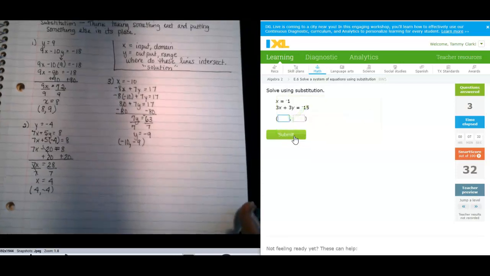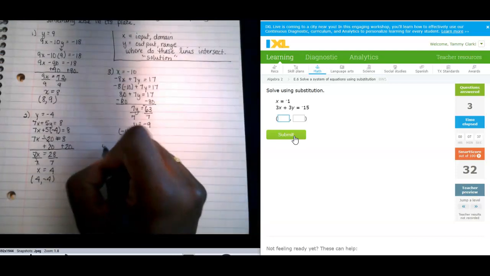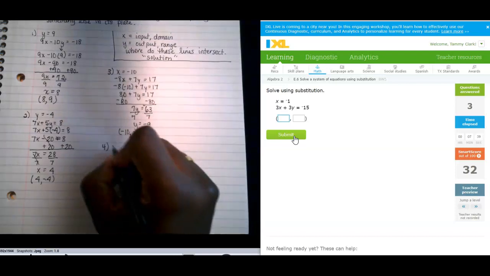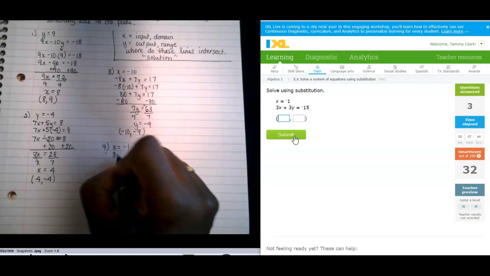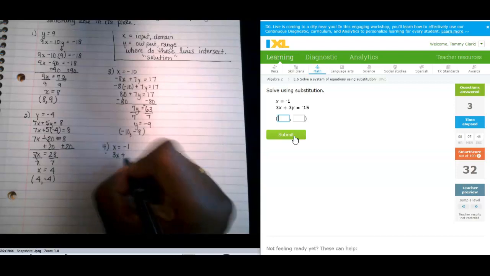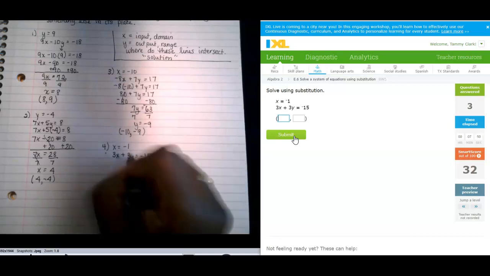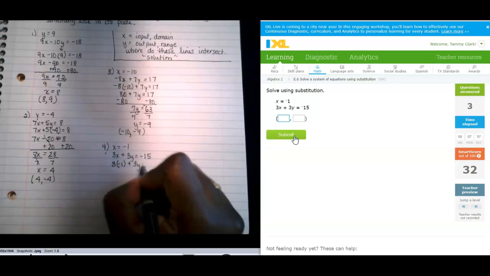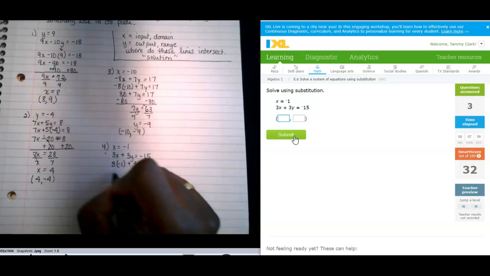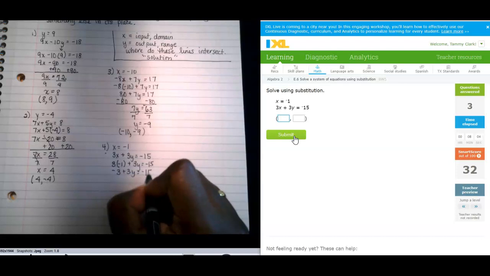Let's go ahead and look at number 4. I have x is equal to negative 1, and my secondary equation, or my secondary line, is 3x plus 3y is equal to negative 15. Well, where I see x, instead I'm going to write negative 1 plus 3y is equal to negative 15. Got negative 3 plus 3y is equal to negative 15.